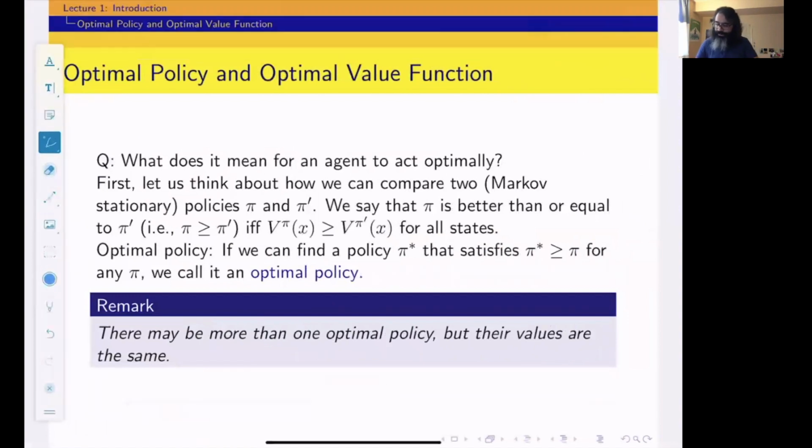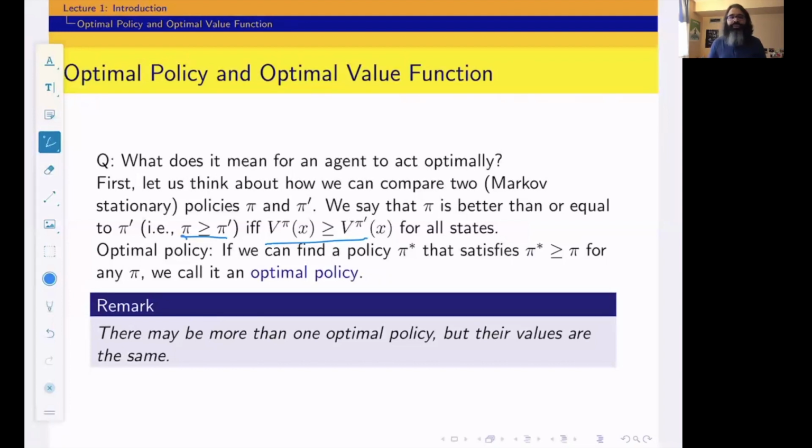Okay, let's talk a little bit about optimal policy and optimal value function. So what does it mean for an agent to act optimally? First, think about the case that we want to compare two policies. We say that policy pi is better than pi prime if the value V of pi is always equal or larger than V of pi prime for all states in the state space.